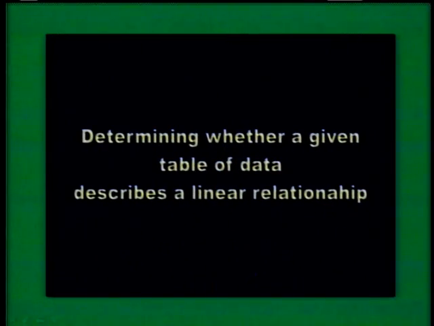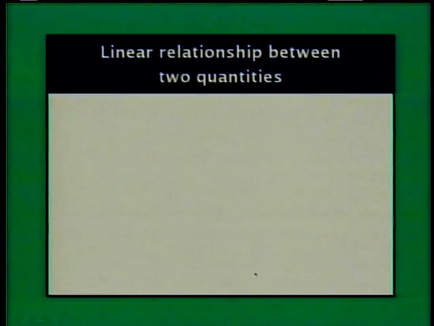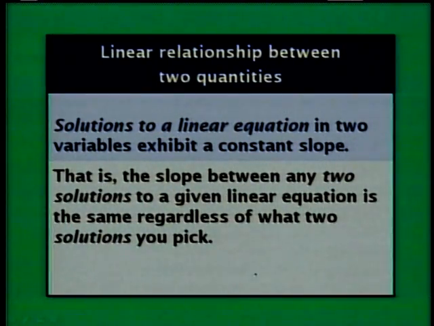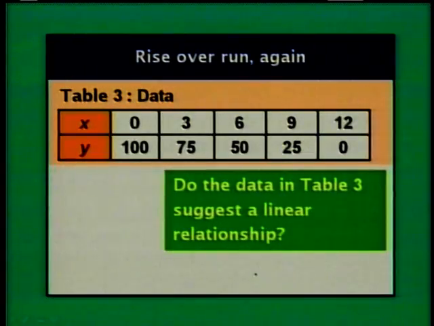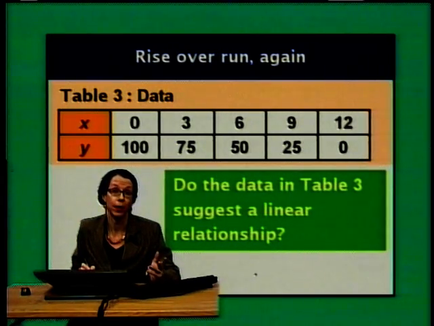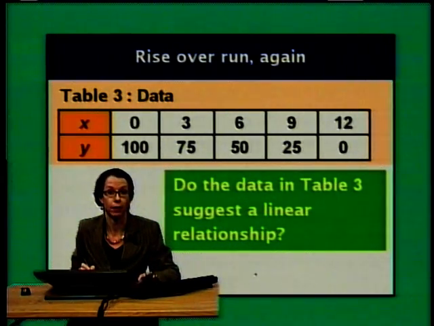So now let's talk about whether or not a table of data describes a linear relationship. So this is just a review of something we talked about earlier. Solutions to a linear equation in 2 variables exhibit a constant slope. And this is true regardless of what 2 solutions we pick. So when we're looking at a table of data, we want to think about slope. So does the data in this table 3 suggest a linear relationship? Well, let's see if we can figure out the rise over run by looking at the table.